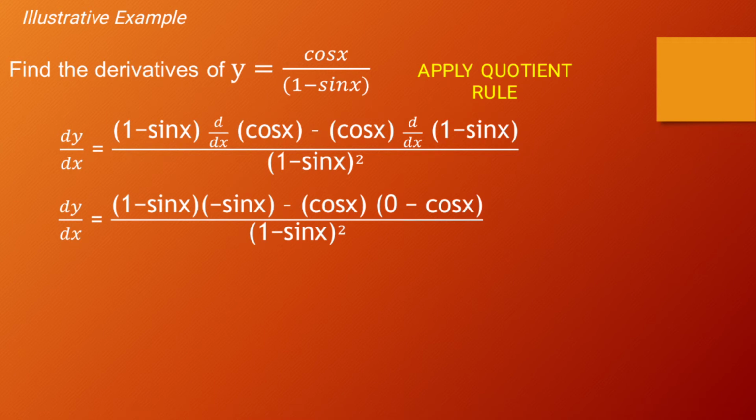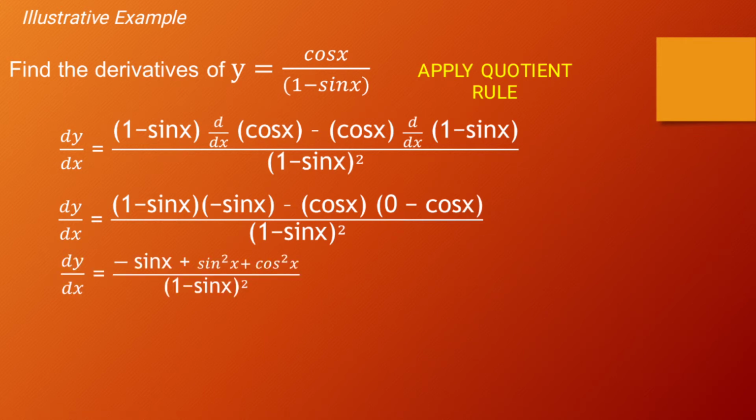Just solve for the derivatives of those expressions. Now we have 1 minus sine x, and the derivative of cosine x is negative sine x, minus cosine x times the derivative of 1. Then we're going to apply here the constant rule. That's why we have 0 minus our derivative for sine x, which is cosine x, all over the square of the denominator, 1 minus sine x.